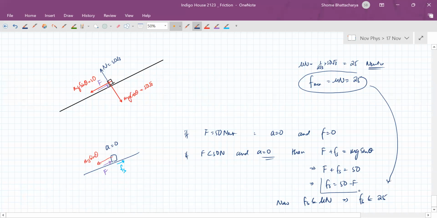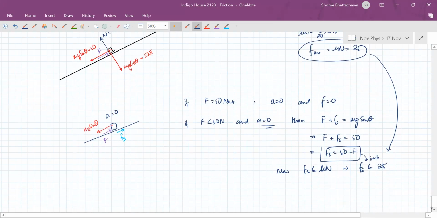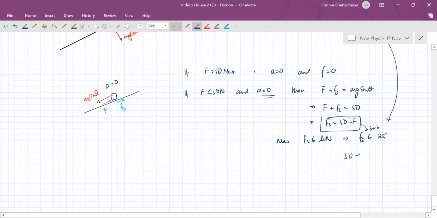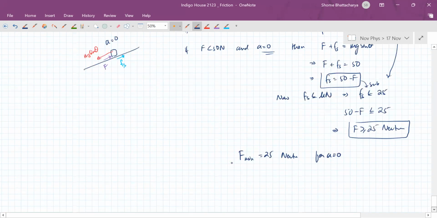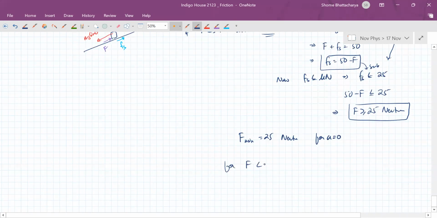Now we substitute this here. So we see that 50 minus F should be less than or equal to 25. That means F should be greater than or equal to 25 newtons. So the minimum value of force that we require is 25 newtons for acceleration to be 0. For F less than 25 newtons, the block will slide down the inclined plane.